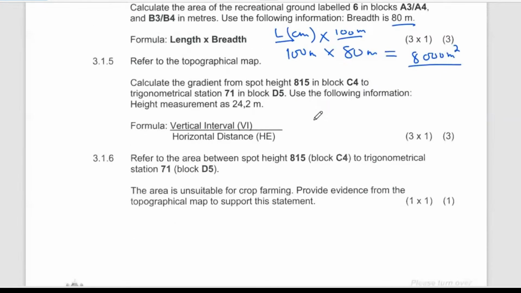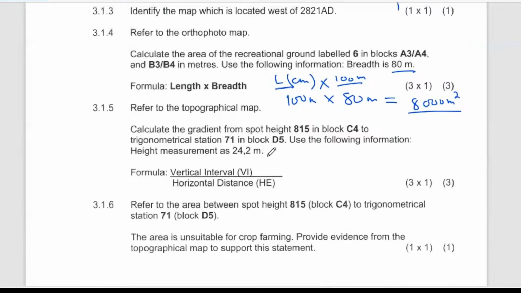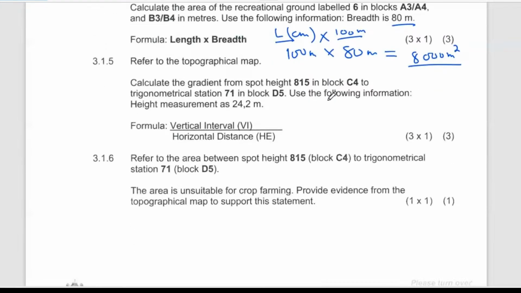Then it says calculate the gradient from spot height 815 in block C4 to the trigonometrical station 71 in block D1. Use the height measurement information as 24.2 meters. That is your height measurement. Which implies that when you're calculating gradient, let me simplify that. Let's go to our area between the spot height in block C4 and the trig station in block D5.